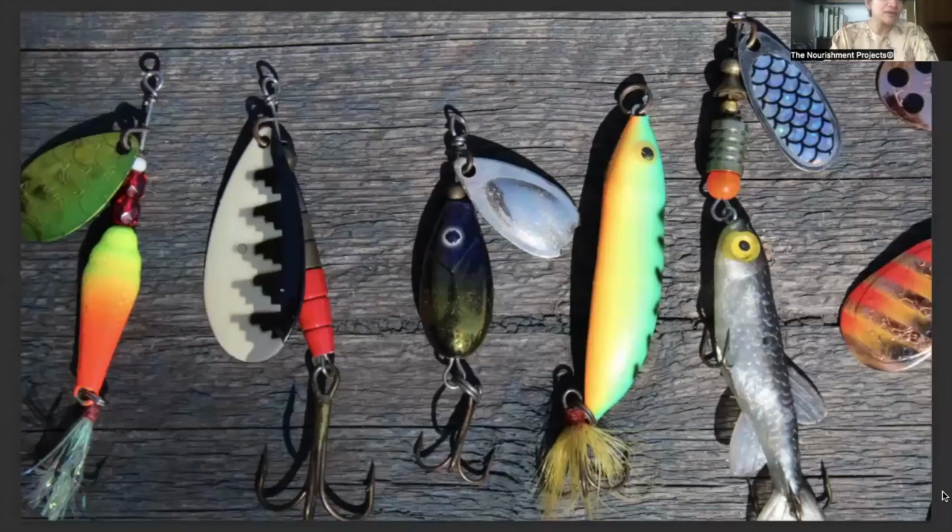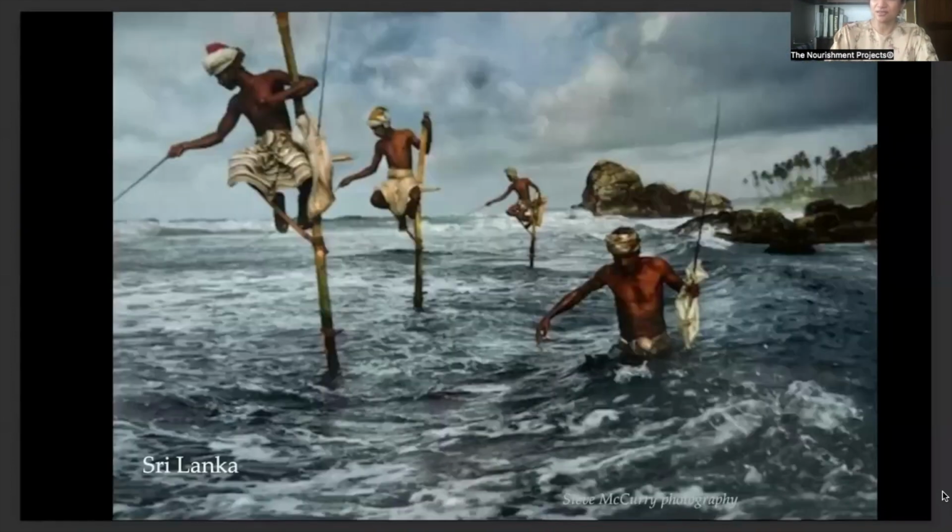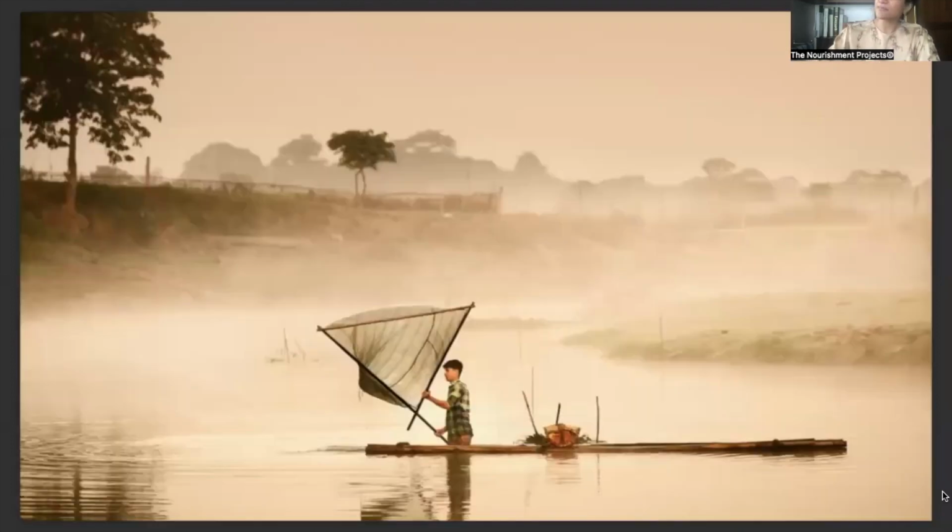There are myriad ways to tie a fishing hook. Books galore have been written on this subject. That is not going to be a part of today's presentation. There are also different ways of fishing. This is a unique fishing method in Sri Lanka. This method of fishing early in the morning with these huge, triangular-looking nets is from Assam in India.